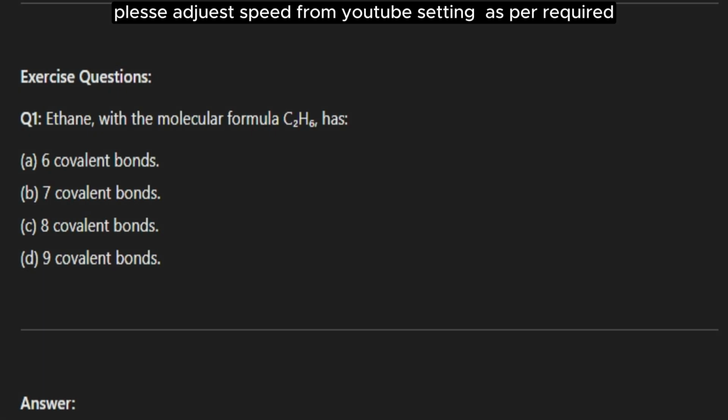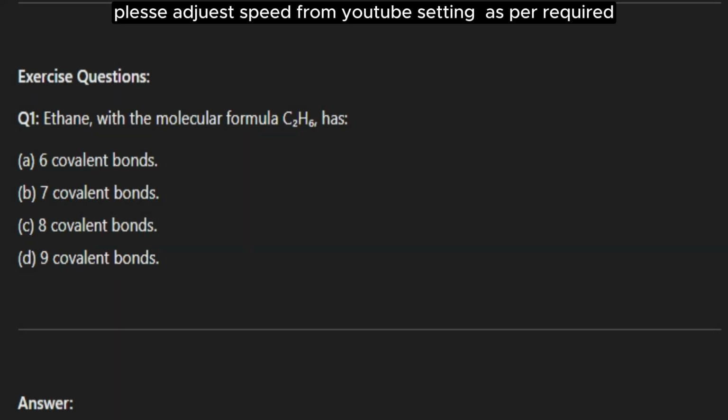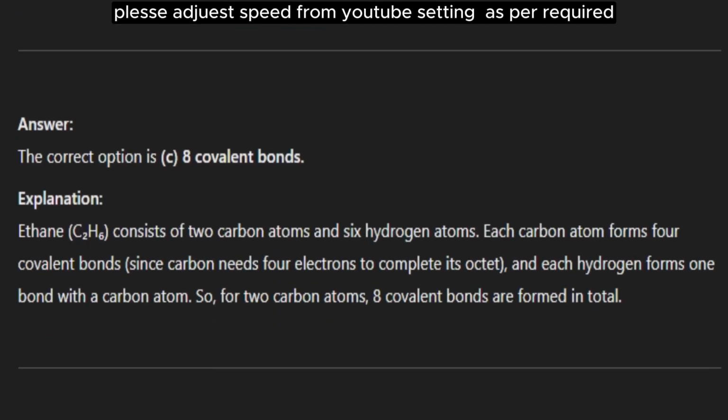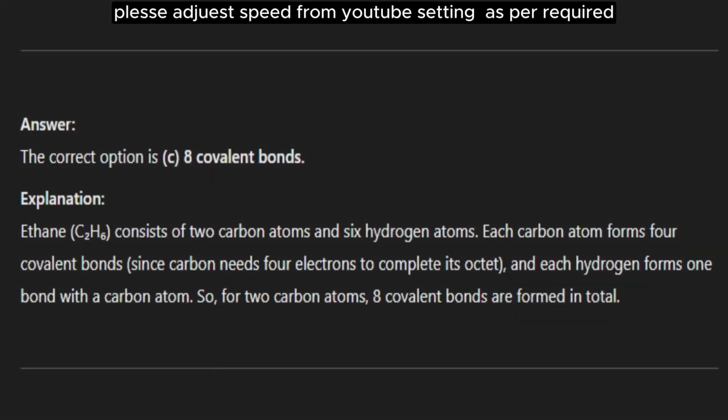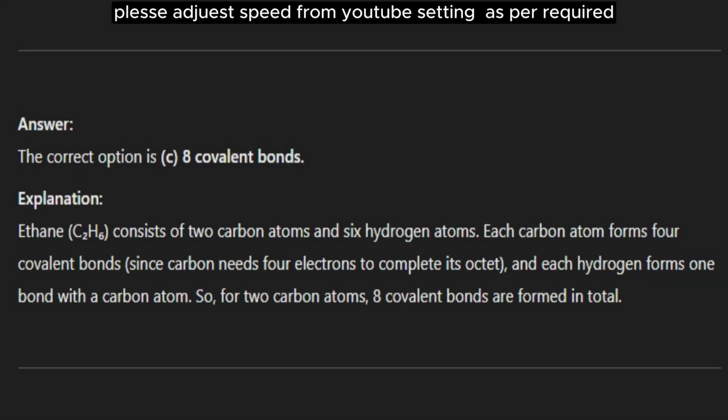Q1, ethane, with the molecular formula C2H6, has A. 6 covalent bonds, B. 7 covalent bonds, C. 8 covalent bonds, D. 9 covalent bonds. Answer: the correct option is C. 8 covalent bonds. Explanation: ethane, C2H6, consists of 2 carbon atoms and 6 hydrogen atoms. Each carbon atom forms 4 covalent bonds, since carbon needs 4 electrons to complete its octet, and each hydrogen forms 1 bond with a carbon atom. So, for 2 carbon atoms, 8 covalent bonds are formed in total.